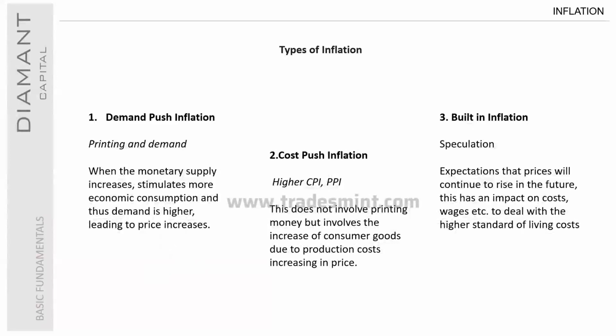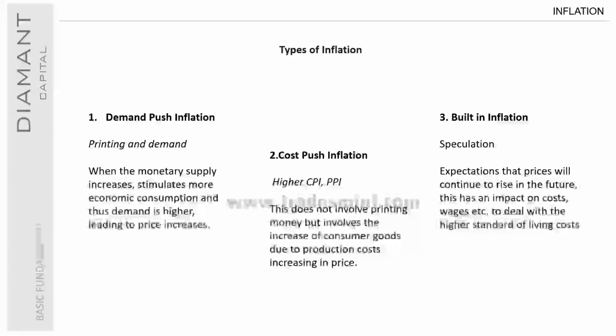Then the second type, cost push inflation. Higher CPI and PPI. Briefly, before we get into this in more detail, CPI and PPI are the Consumer Price Index and Producer Price Index. So it's how much goods and services cost for consumers and how much goods cost for producers. This does not involve any printing of money, but it involves the increase of consumer goods due to the production costs increasing in price. So you've got to understand that as producers have higher costs, they're obviously going to push that on to us as well, because they still want to make a profit, right?